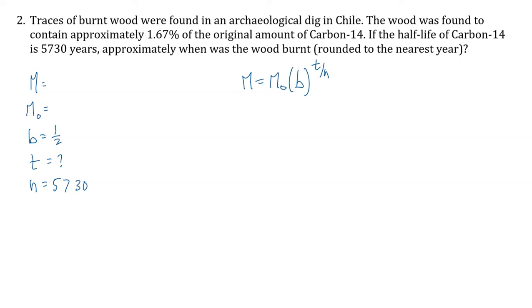The easiest way is if you start with 100% and you end with 1.67%. But if you do it your way, you skip a step. So if you can do it like that, you might as well. Okay? Especially since the percentage that's remaining is already a decimal. That might be enough that some people are going to get the zeros out of place or whatever. So 1.67 equals 100 times a half to the t over 5730.